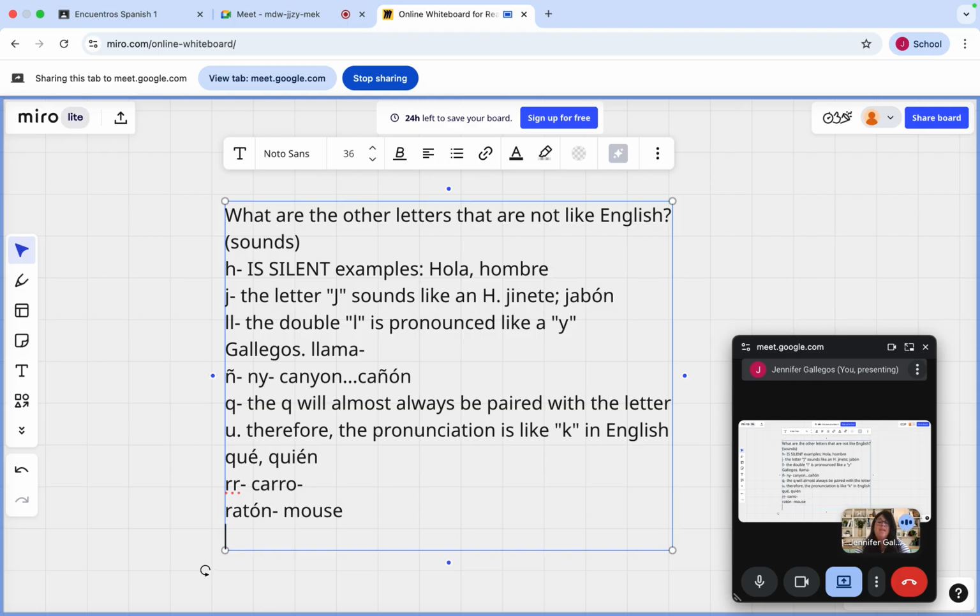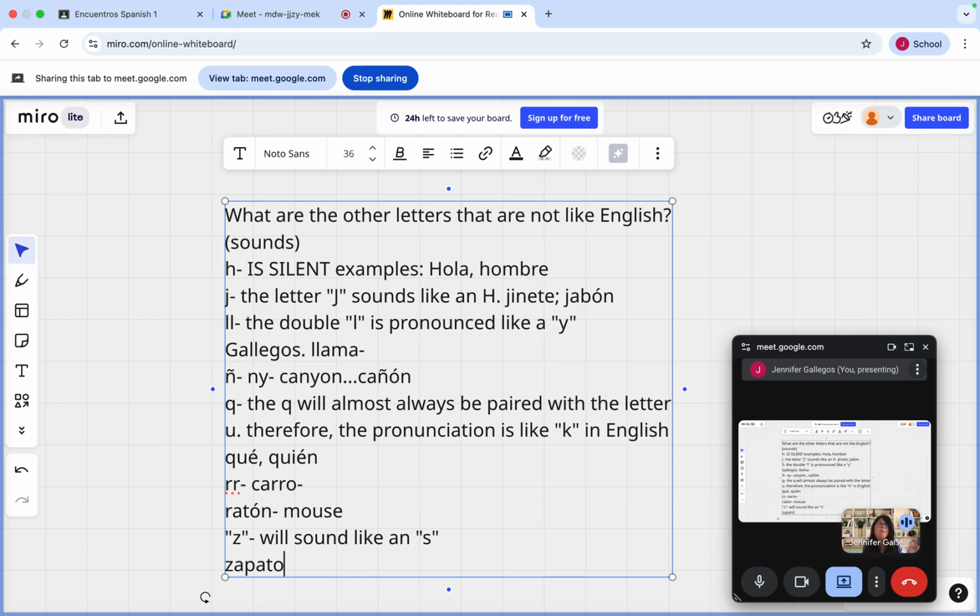And then the last sound that we have is the letter Z. The letter Z will sound like an S. So we do not have in Spanish the Z sound, like zoo, zebra, zipper. Those sounds do not exist in Spanish. It's always going to sound like S. So let's look at an example. Maybe some of you know this word, which means shoe. Zapato. Okay, so I didn't say "zapato" with a Z sound, it's zapato.